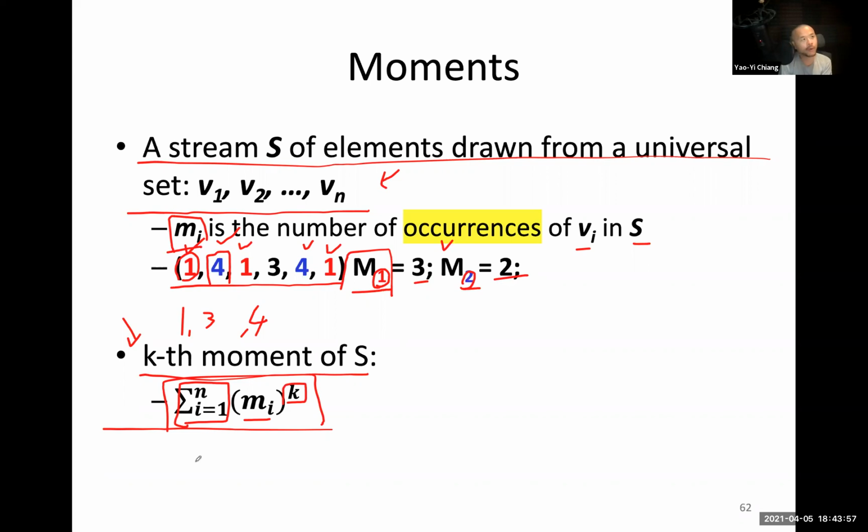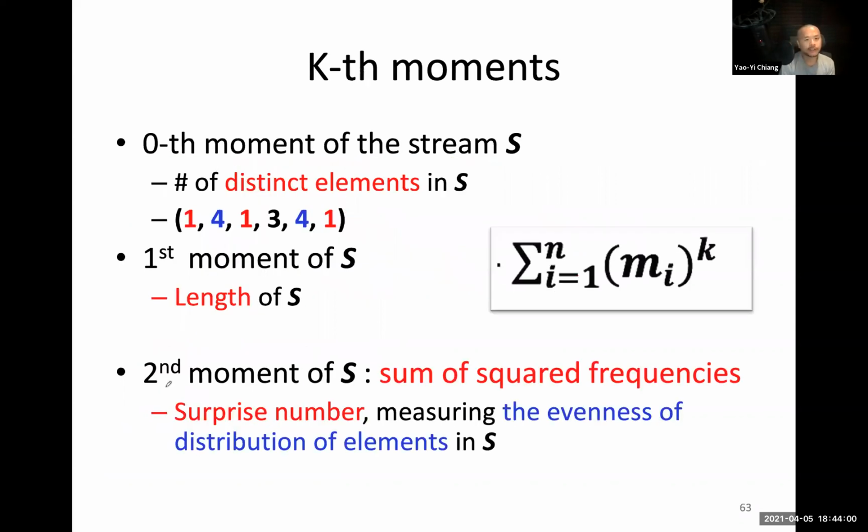Why is this important? If you look at the 0 moment of your stream, when k equals 0, Mi becomes what? Anybody? Great. So Shenmin says when k equals 0, Mi equals 1. And what is this? Summation of ones. This will be N, the number of distinct elements in S, right?